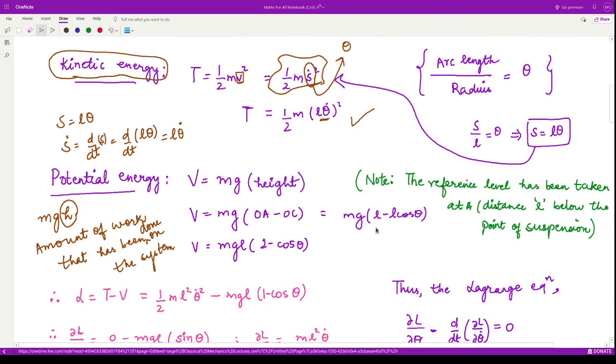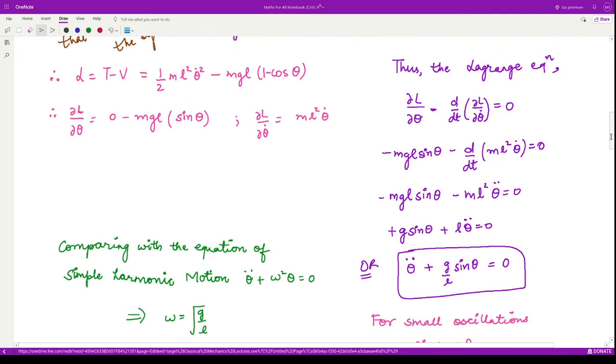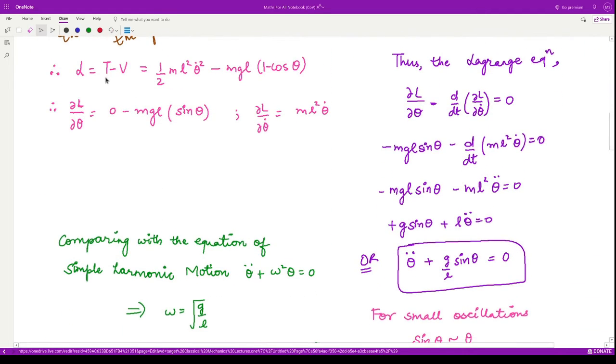Therefore, we have just substituted this value over here, and we obtained the potential energy as mgL, taking L common, (1 minus cos theta). Now the Lagrangian L is evaluated by computing T minus V, the kinetic energy, that is equal to half mL squared theta dot squared, minus V. And what is V? mgL (1 minus cos theta). So now this is L.